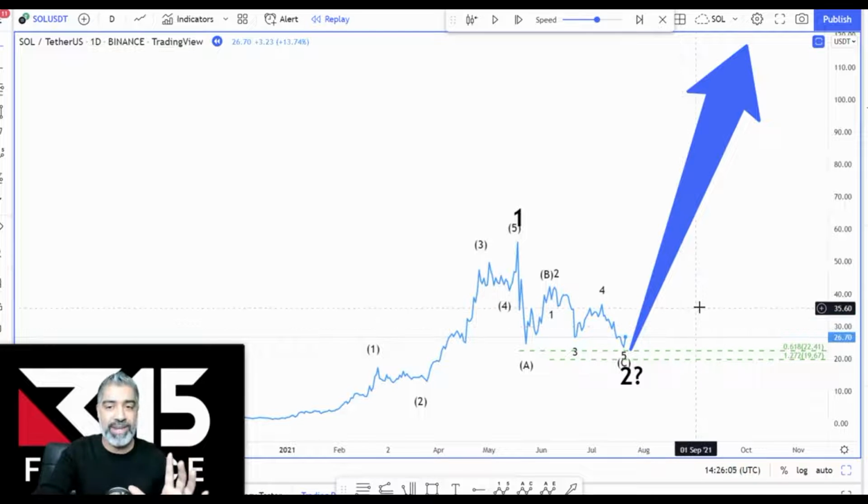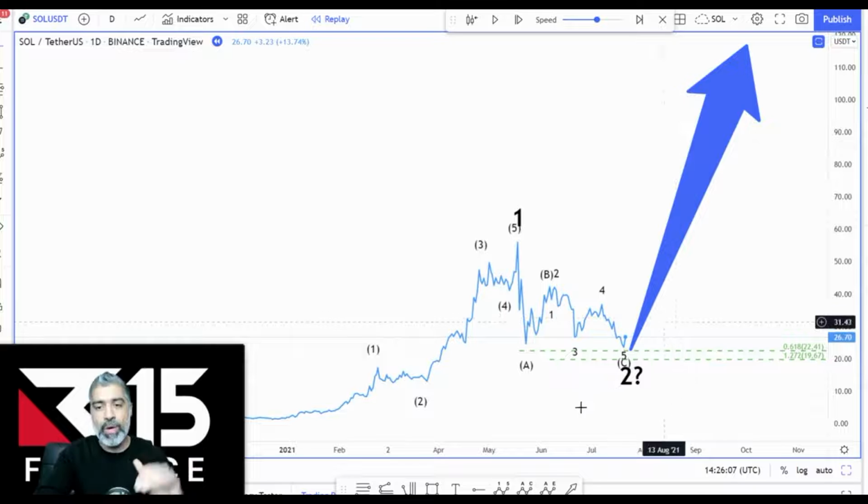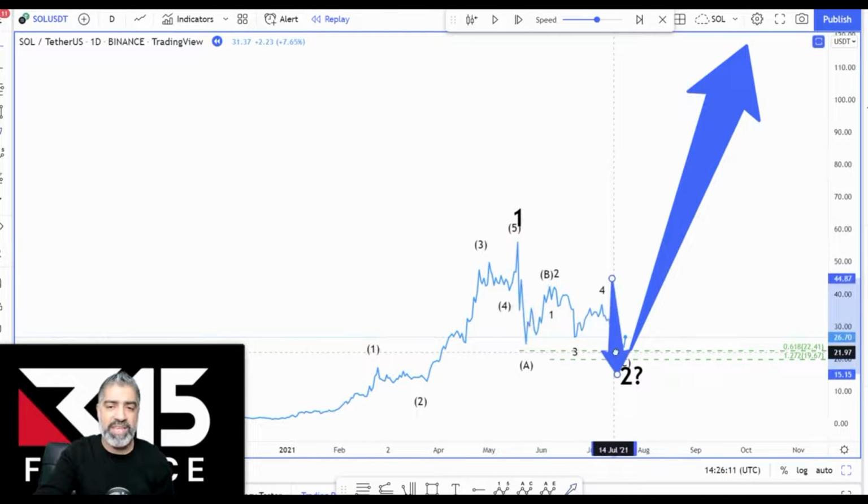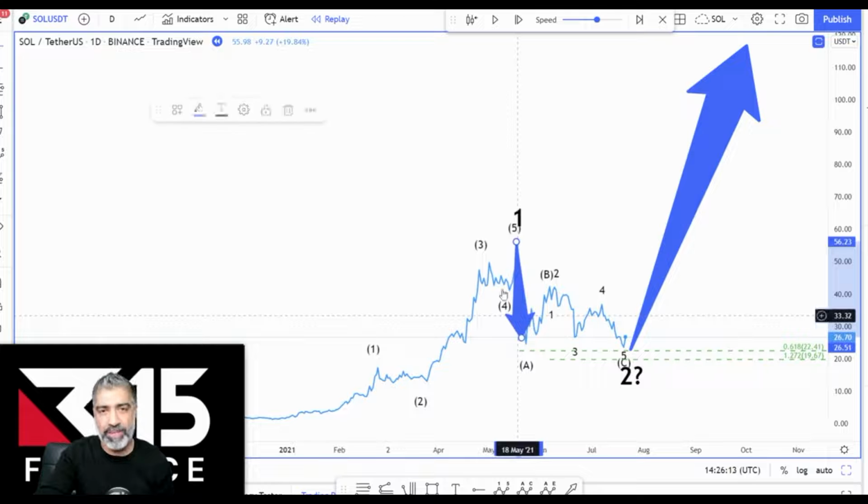So in the next training, in part 5, we are going to really talk about this wave A and wave C relationship. What is the relationship between the two?